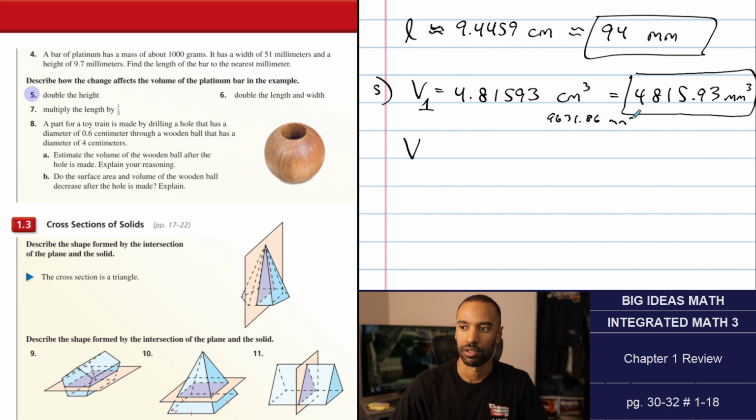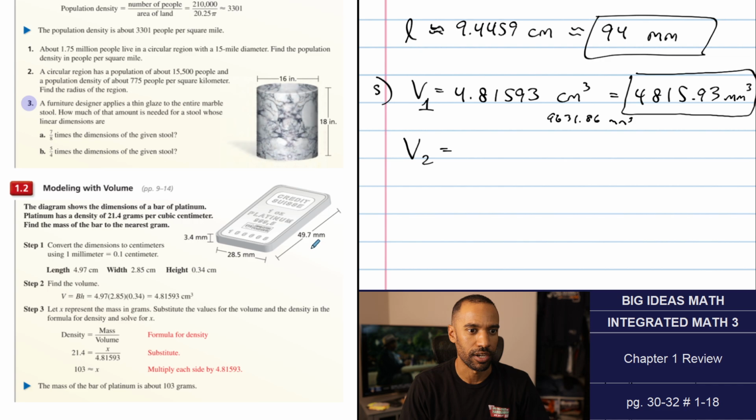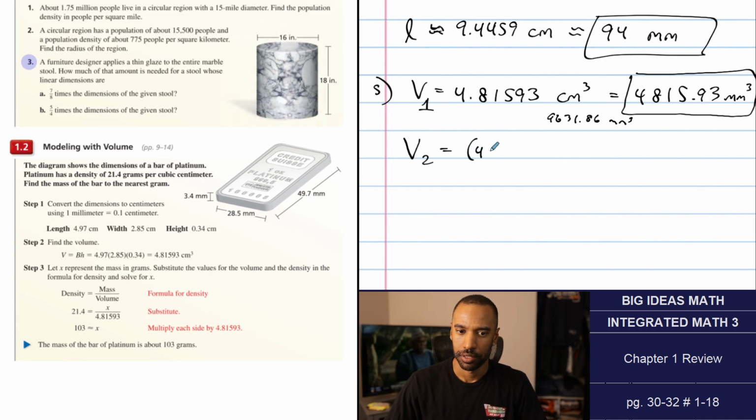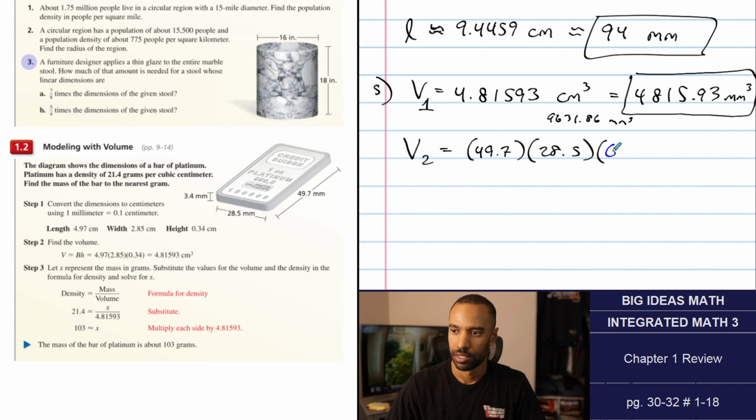9631.86. I think I'll get that right there. So volume of object 2 is going to be, I need all the numbers. I need to stay on this page. We already know we're doubling the height. So length times width times the new height. Like that.